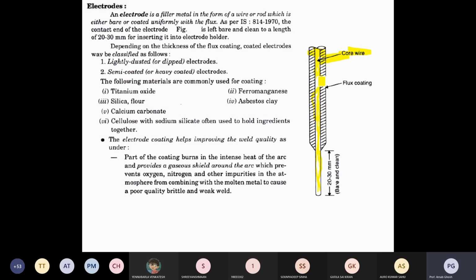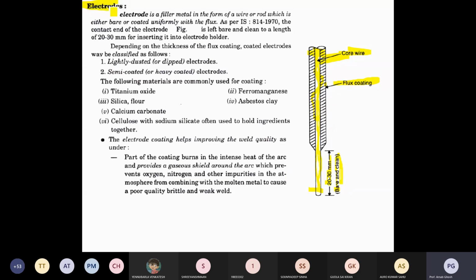The filler material melts and is deposited into the gap between the two welding faces. The flux coating is outside, like a jacket. The length of the bare part is 20 to 30 millimeters, and it should be bare and clean.